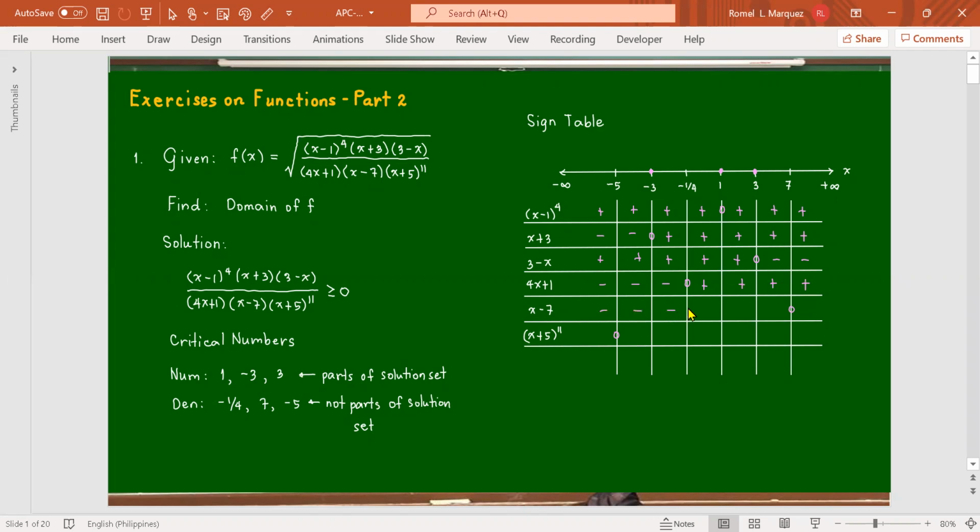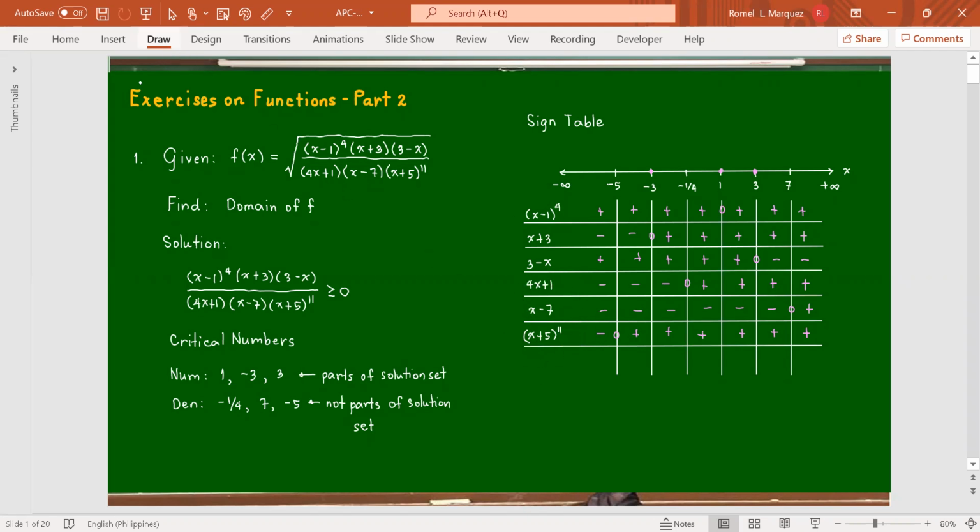Negative, negative, negative, negative, negative. To the right of 7, positive. Negative here, to the right of negative 5, positive. So what are we going to do with these expressions? We are going to multiply the first 3 and divide by the product of the last 3, no?